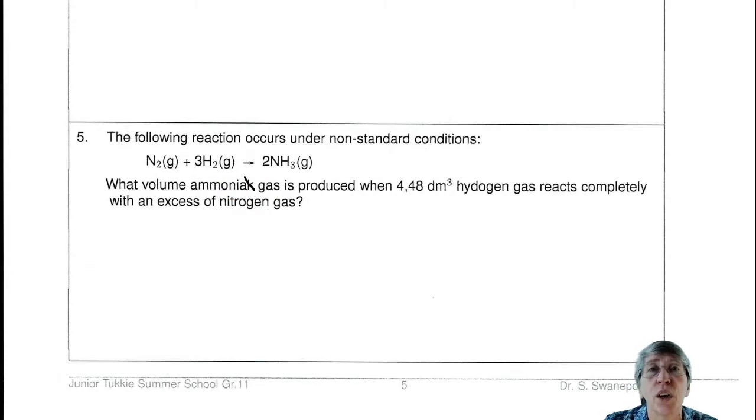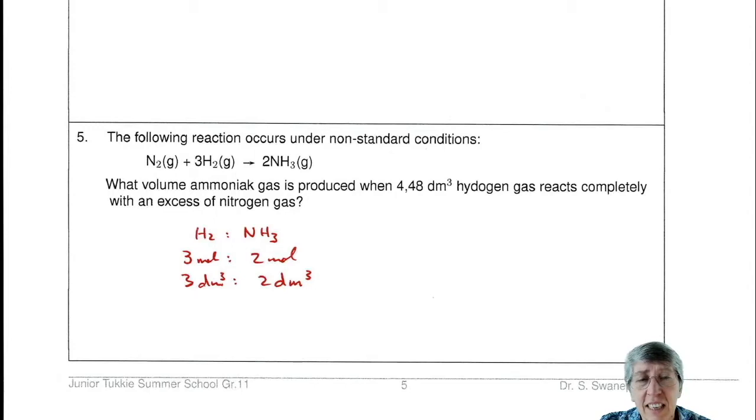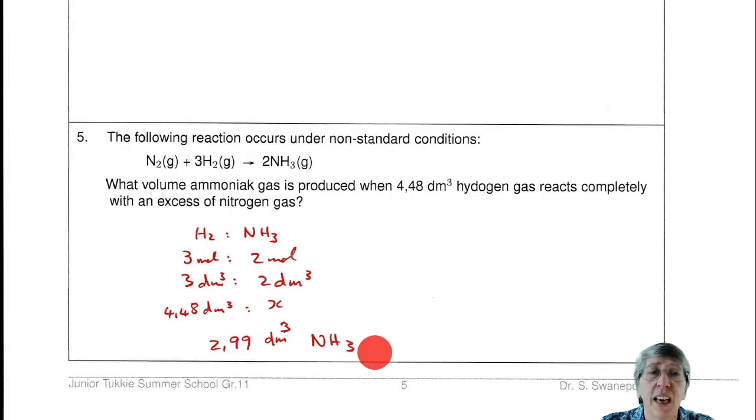So this is one of our exceptions. And here I will immediately say that the mole ratio is going to be my volume ratio as well. And then it's easy to see that if you've got 4,48, that is going to give you 2,99 cube decimeters of ammonia. Right, guys, then one more exception.